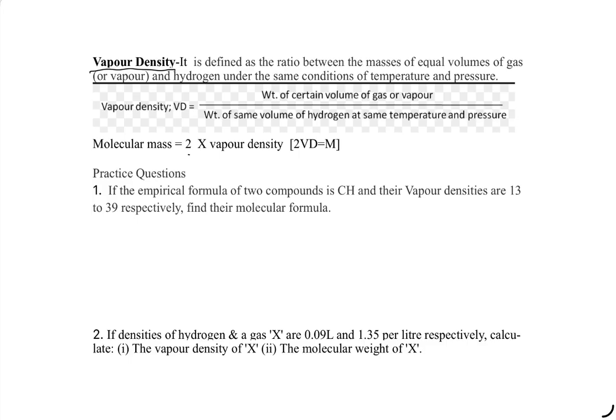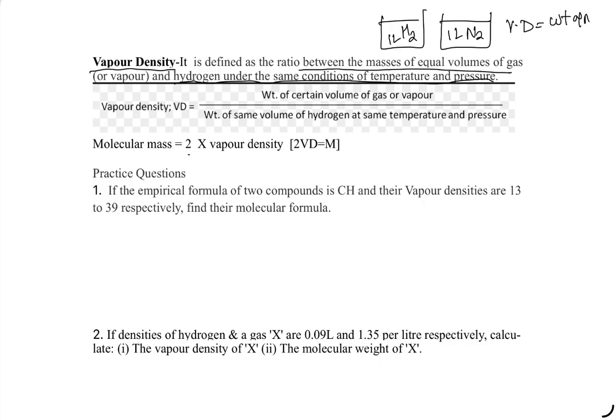So let's look at and understand the definition for vapor density. It is defined as the ratio between the masses of equal volume of gas or the vapor of gas and hydrogen under the same condition of temperature and pressure, which means if I have any gas as compared with hydrogen which has the same volume, so if I say 1 liter of hydrogen I have and 1 liter of nitrogen I have, and the conditions are same with respect to temperature and pressure, and if I calculate the ratio of the weight of nitrogen with respect to the weight of hydrogen, that term will be known as vapor density.